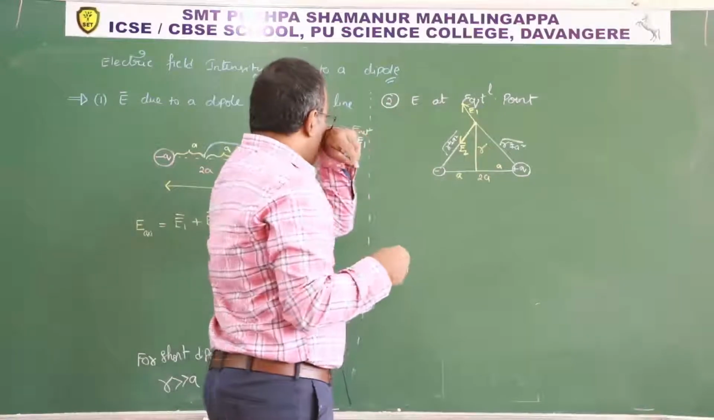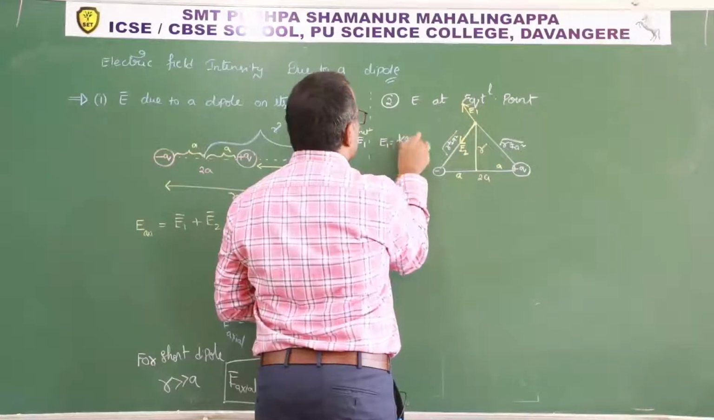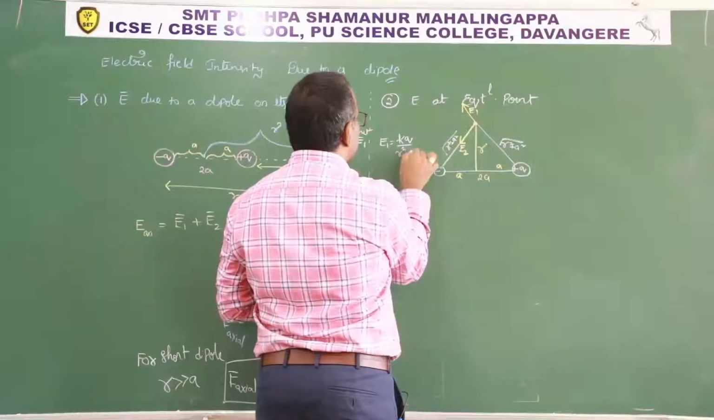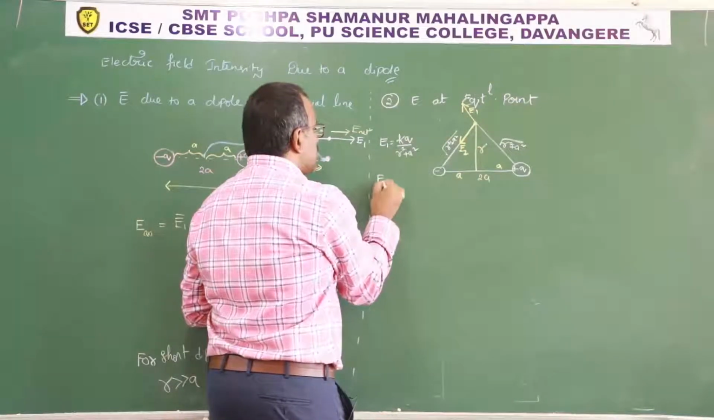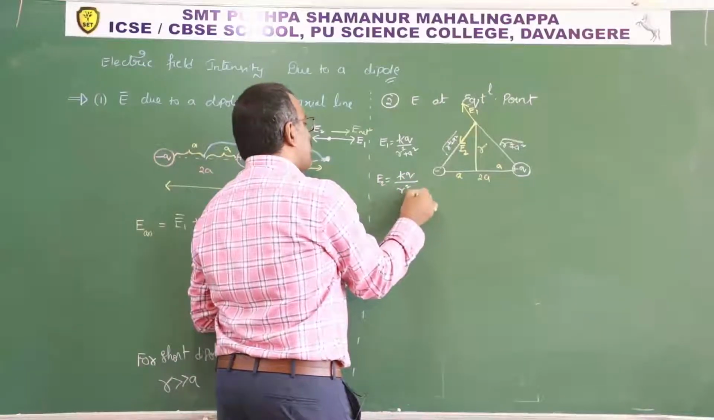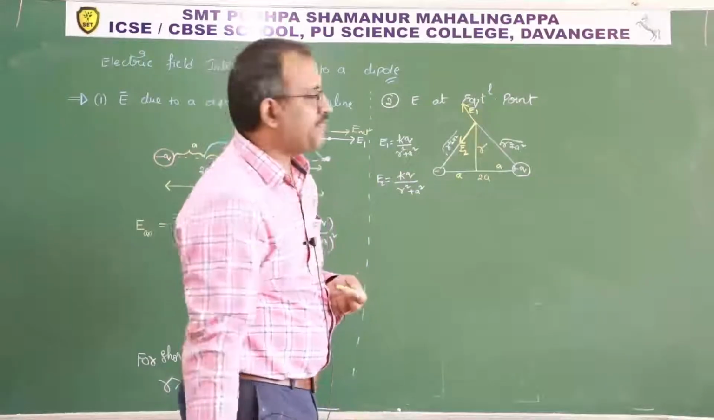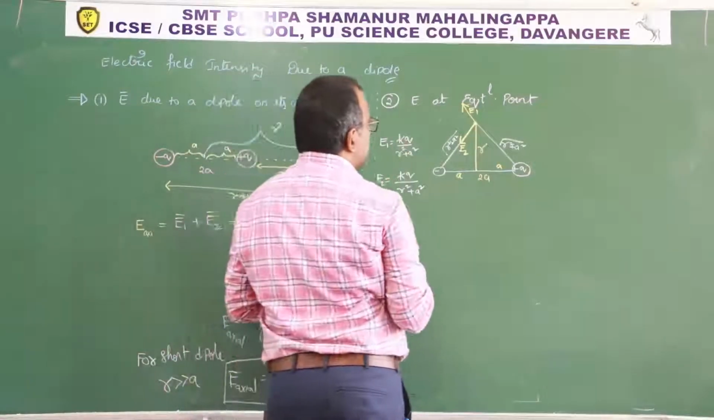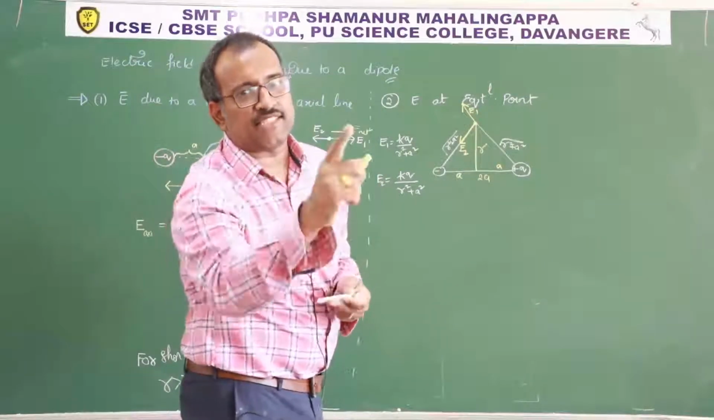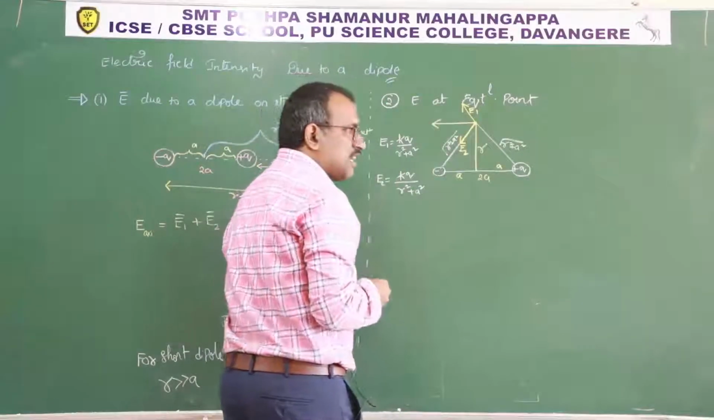Then, quite interesting. What is E1? E1 is kq by r square plus a square, the square root gets cancelled. What is E2? kq by r square plus a square, once again. Both are the same in magnitude. Hence, if both are the same in magnitude, the resultant lies along the bisector.